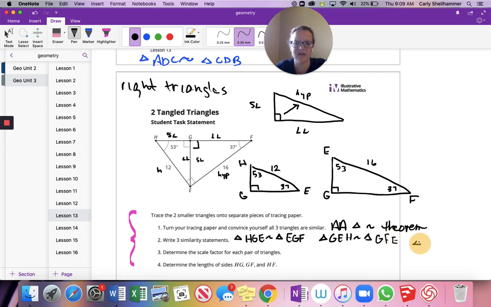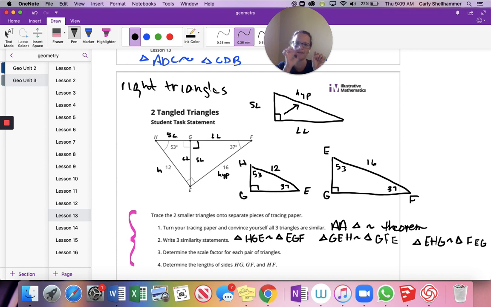And now one more. It's just another way to write the triangles. So I did HGE and then GEH. Now I'm going to do EHG. It gets a little wonky when I draw all the way over here. So EHG goes with FEG. Okay, that's just 3 different ways to name the same similarity.